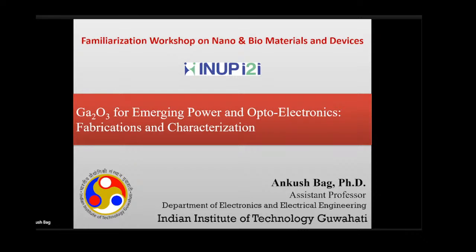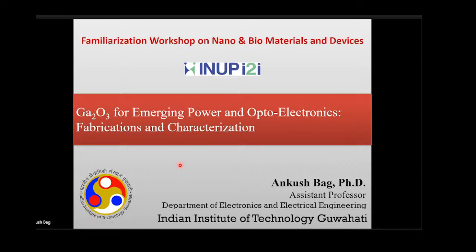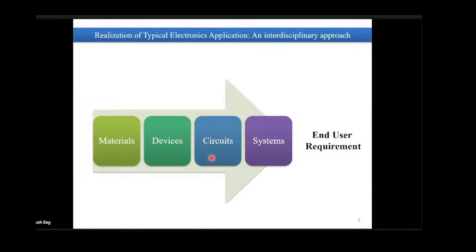Okay, so thank you once again, organizer, for giving me this opportunity to present our work on gallium oxide materials. So let me take this pointer. Just to introduce the topic, gallium oxide is an emerging compound semiconductor, unlike elemental semiconductors, which we know, such as silicon or germanium. So we'll talk about this gallium oxide material and everything in the coming slides.